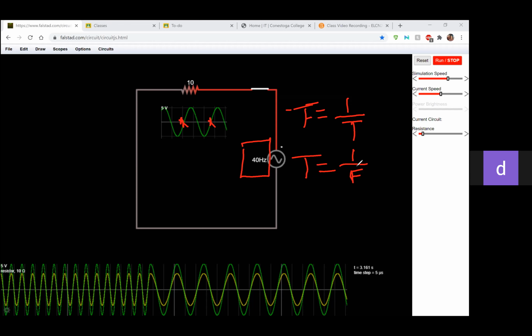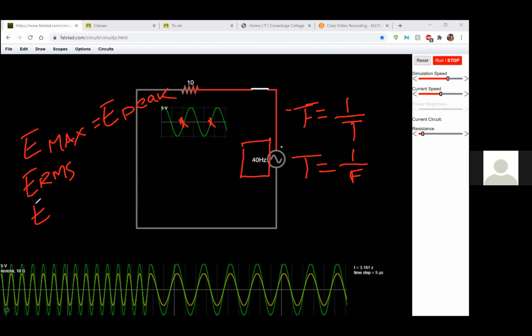Our next class will be about AC theory, and then we're going to calculate different values like peak voltage, as I said before. E max is the same thing as saying E peak. And then we are going to get into the E RMS, which is the same thing as the effective voltage.